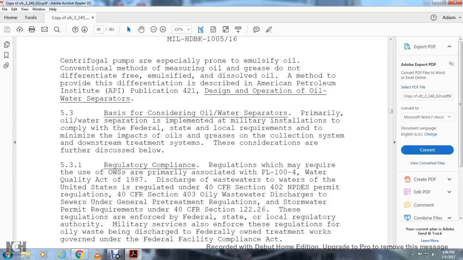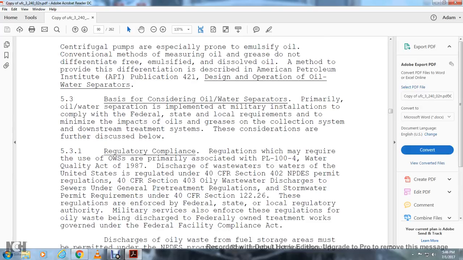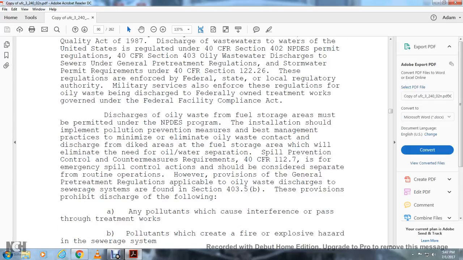Military installations are also subject to these regulations, with oily wastewater discharged by federally owned treatment works governed under the Federal Facility Compliance Act. Discharge of oily wastewater from fuel storage areas must be permitted under the National Pollutant Discharge Elimination System program. The installation shall implement pollution prevention measures and best management practices to minimize or eliminate oily wastewater contact with the discharge from the diked area of the fuel storage area, which will eliminate the need for oil water separation. Spill prevention control and countermeasure requirements are found in Title 40 CFR 112.7. As for emergency spill control, actions should be considered separate from routine operations.